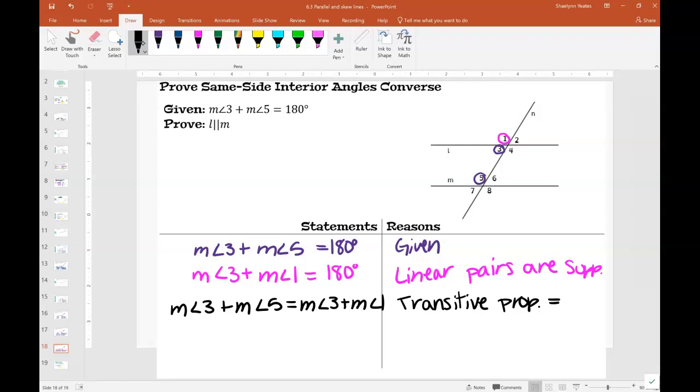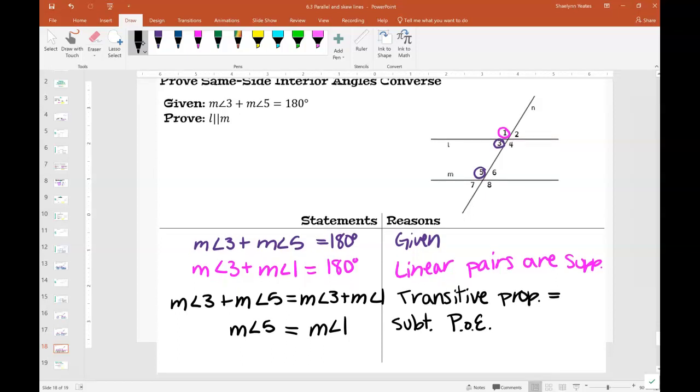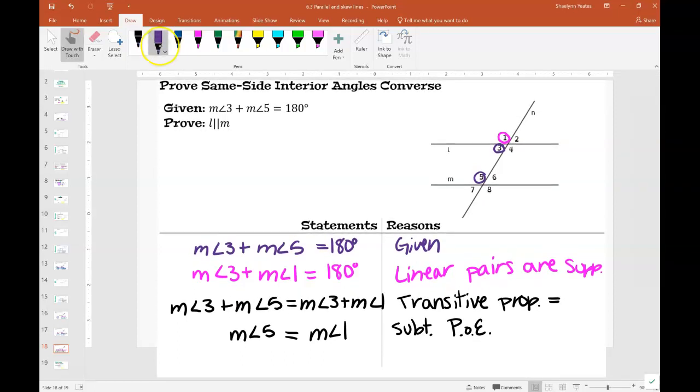All right, so from here, I notice that I have two angle 3's on both sides. So if I subtract the measure of angle 3 from both sides, I end up with the measure of angle 5 is equal to, oop, my bad, I added a squiggle too early, the measure of angle 1 by the subtraction property of equality. Okay, so from here, because they're equal, we can use the definition of congruence to say that angle 5 is congruent to angle 1, and this is just the definition of congruence.